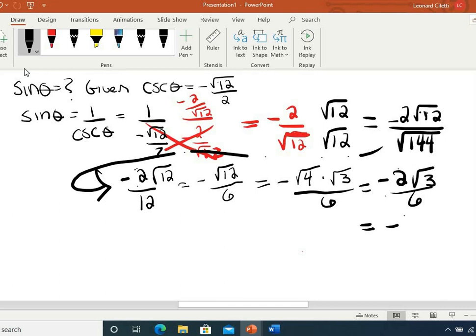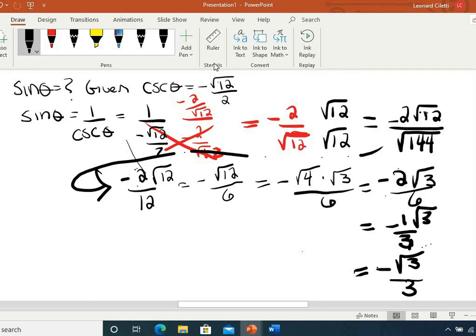I can write on this little tablet thing here. Negative 1/3 times the square root of 3, which ends up just being negative square root of 3. Give me a second. This ends up being negative square root of 3 divided by 3.